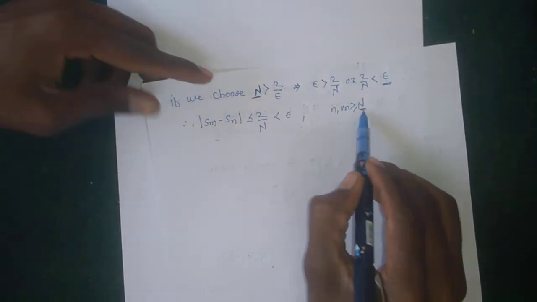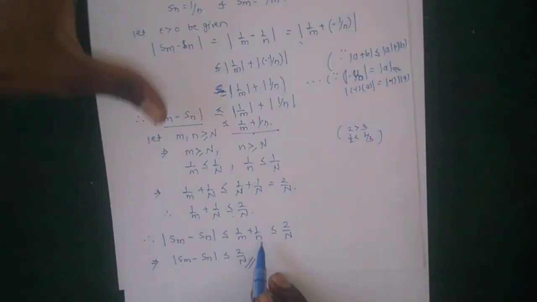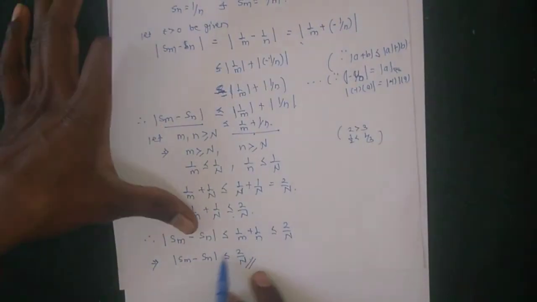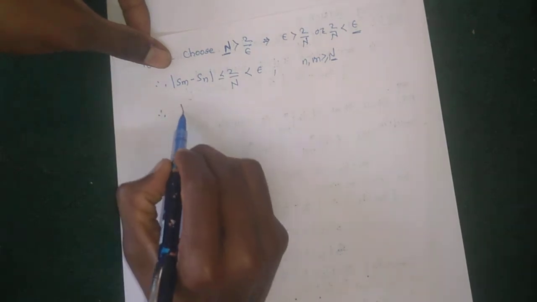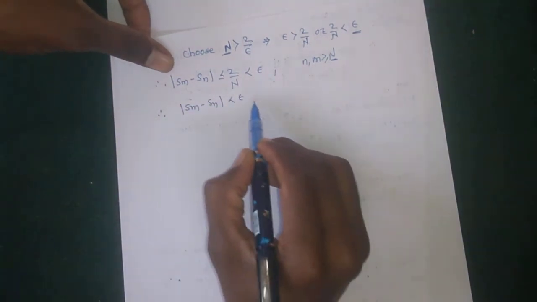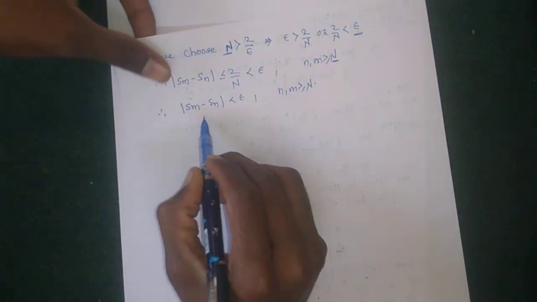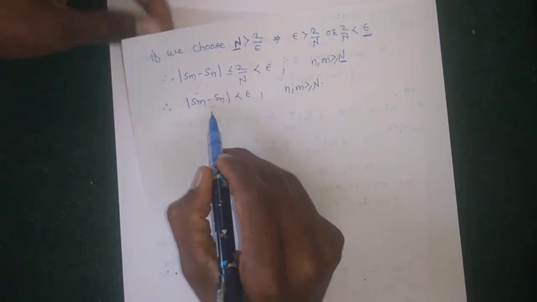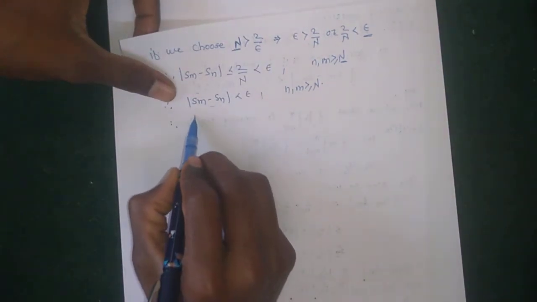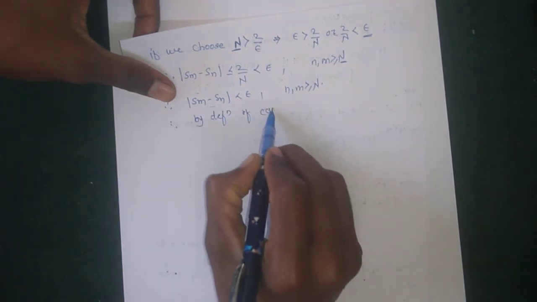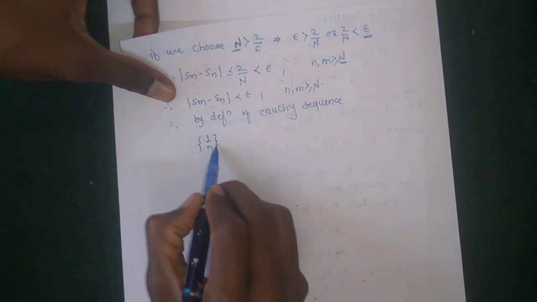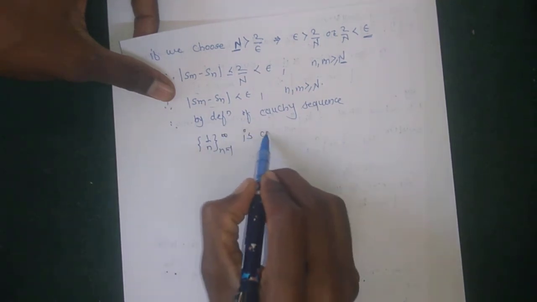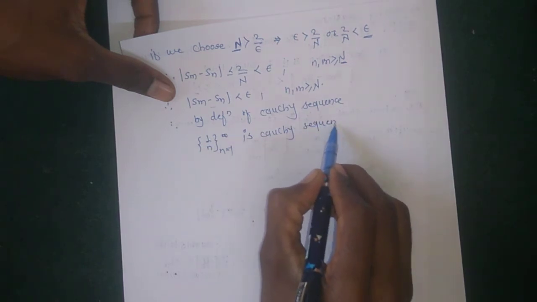Why? Because this N is chosen so that m and n are greater than or equal to N, and N is strictly greater than 2/epsilon. Therefore |Sm - Sn| is less than epsilon for all m, n greater than or equal to N. So the sequence Sn satisfies this condition, and therefore by the definition of a Cauchy sequence, the sequence 1/n, where n runs from 1 to infinity, is a Cauchy sequence.